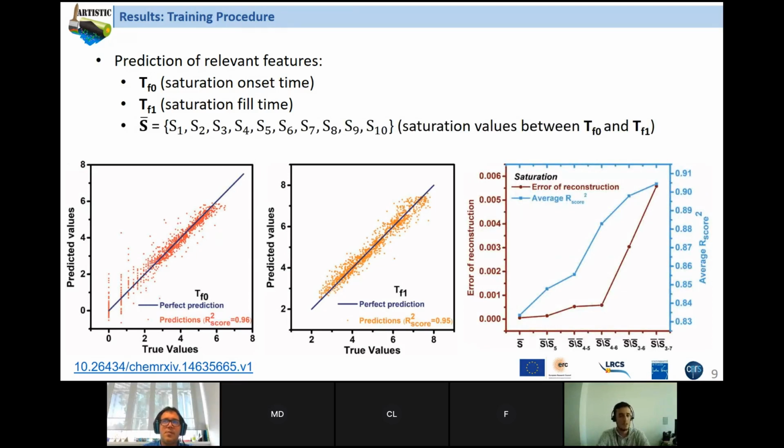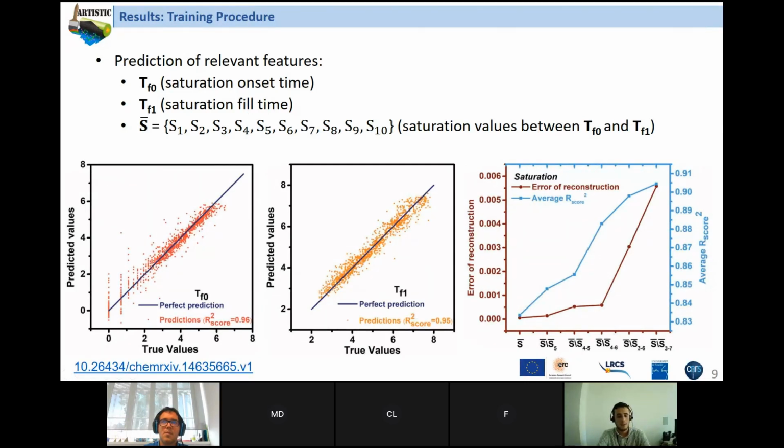But then for the saturation values in between TF0 and TF1, the situation got a little bit more complicated. So in the beginning, we tried to predict the saturation values of 10 equidistant time steps between TF0 and TF1, which means that we discretize the time steps between the initial and final saturation times, and we try to predict the saturation values that corresponded to each of these discretized time steps. So we were originally trying to predict this S set here.